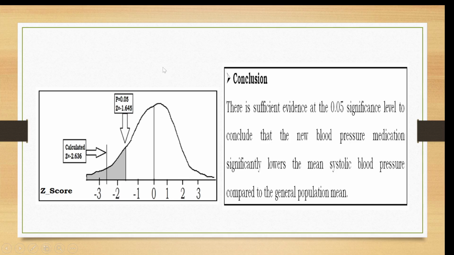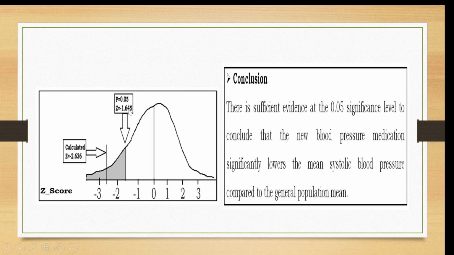However, the situation is different when we are dealing with the left tail hypothesis. You know that in the left tail hypothesis, the Z-scores are negative. So in this case, the null hypothesis is rejected when the calculated Z-score is smaller than the critical Z-score.